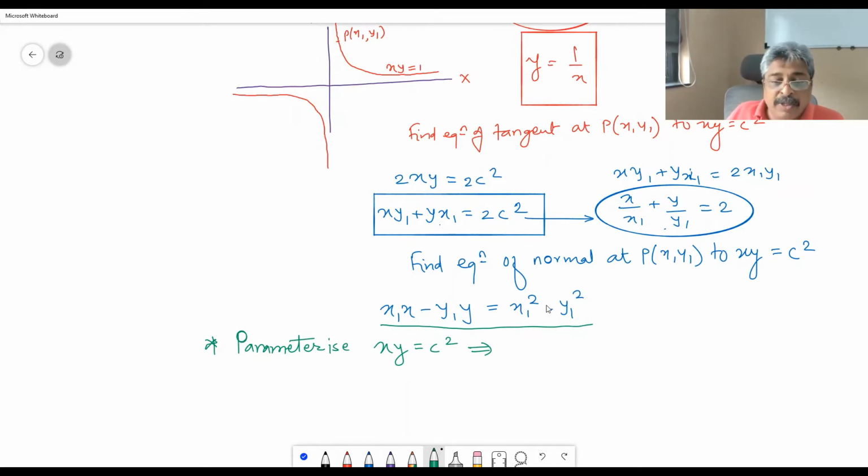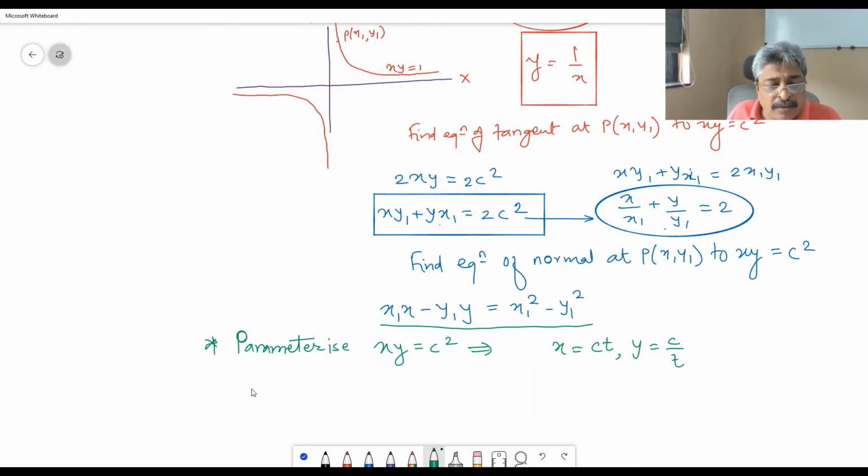How will you parameterize? X is equal to ct and y is equal to c upon t. So if you multiply these two, you end up getting c square. So parameterization: x coordinate is normally taken as ct and y coordinate as c upon t.